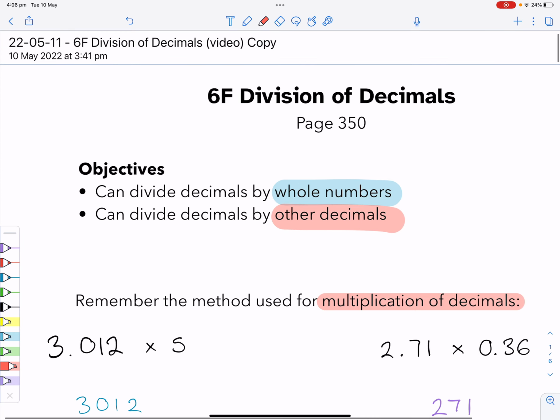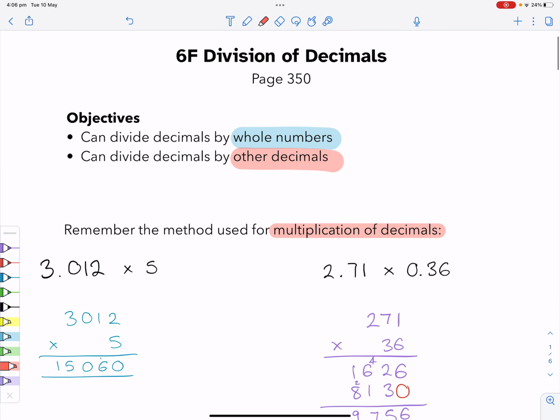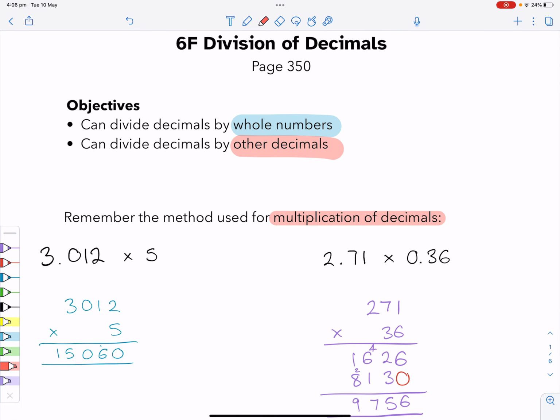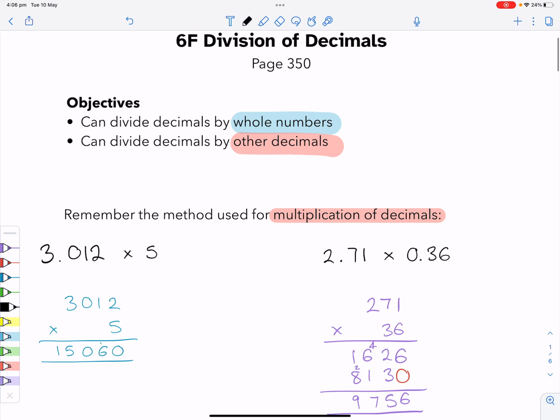That's basically our objective. So I do want to cast our memory back to when we had the rules about how to multiply with decimals. I'm doing this up front, one as a refresher, and also two, I'm hoping that you'll see how division with decimals is slightly different, so you don't mix them up. You don't mix up the rules or the tricks. Okay, so I've just got a couple of problems here.